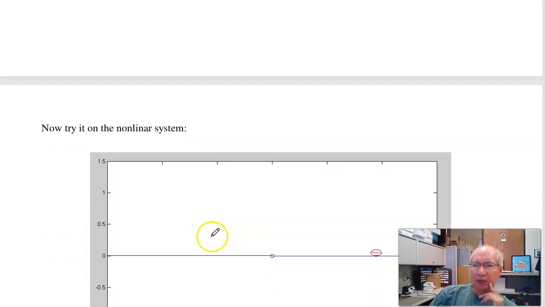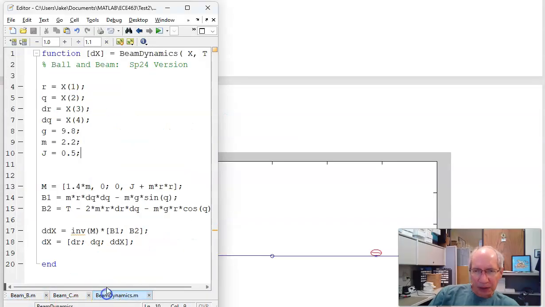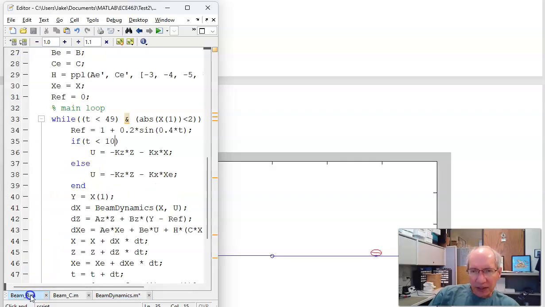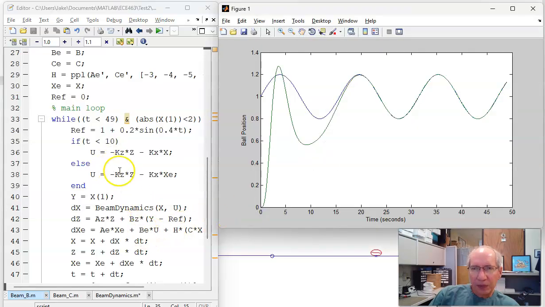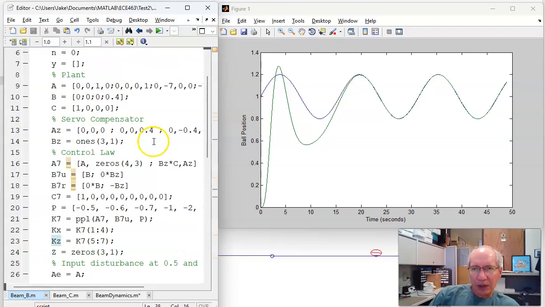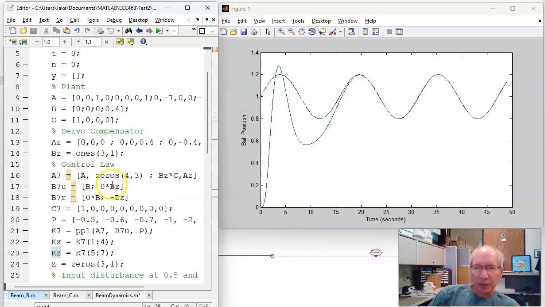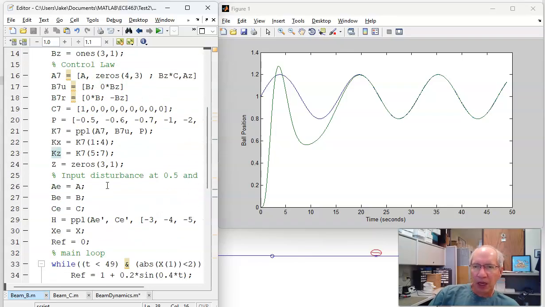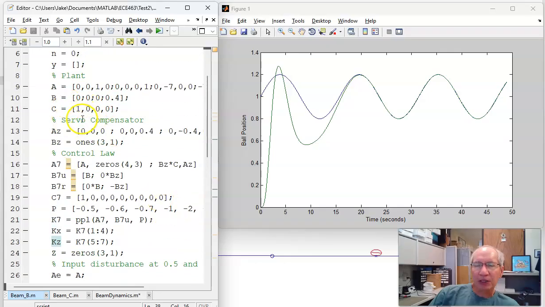All looks good. Now let's try it on the nonlinear system. For the nonlinear system, let's go back over here. In the nominal case, again, I've got the plant, servo compensator, find the feedback control law, same thing we did before. Now add a full order observer. Same ABC matrix, place the observer poles at minus 3, 4, 5. And here my C matrix is just 1, 0, 0, 0. I don't know what to do with angle, so just ignoring it.